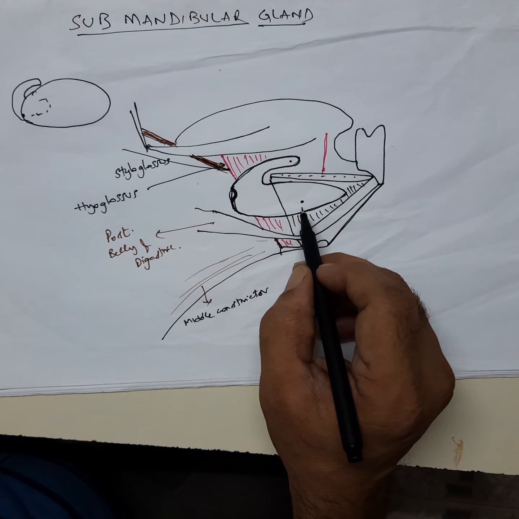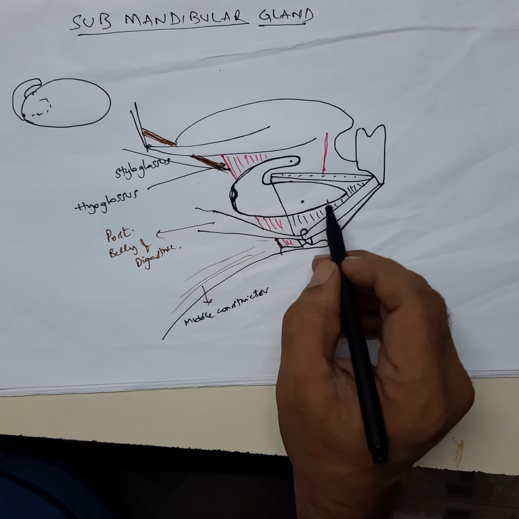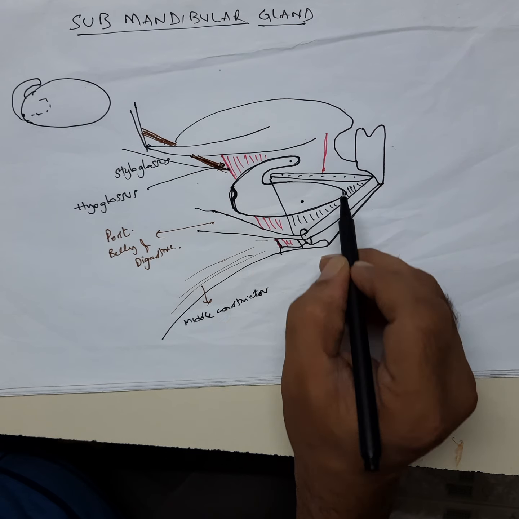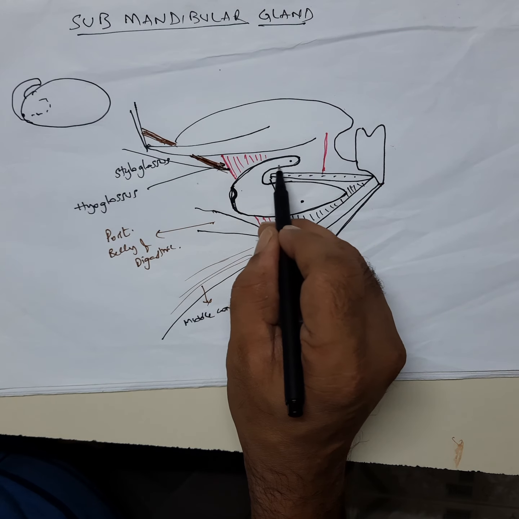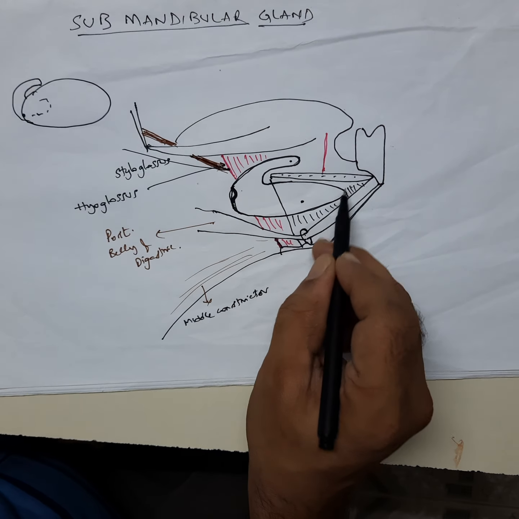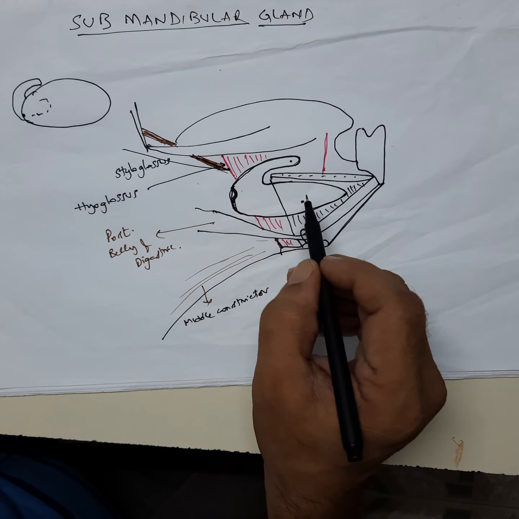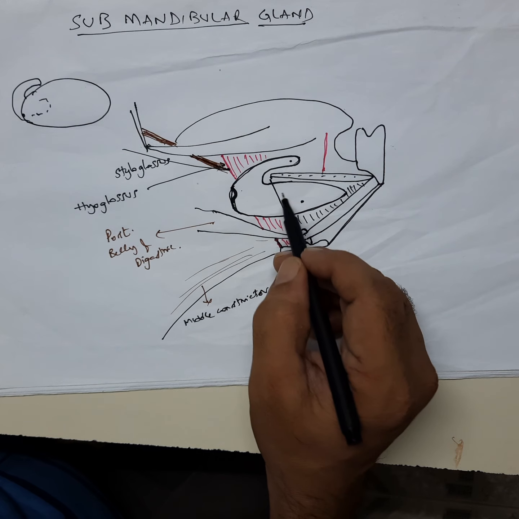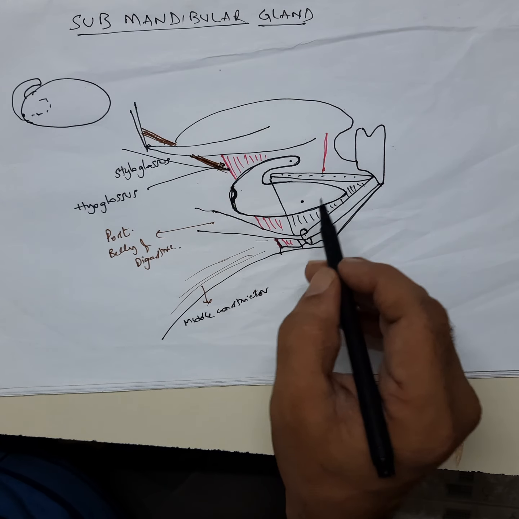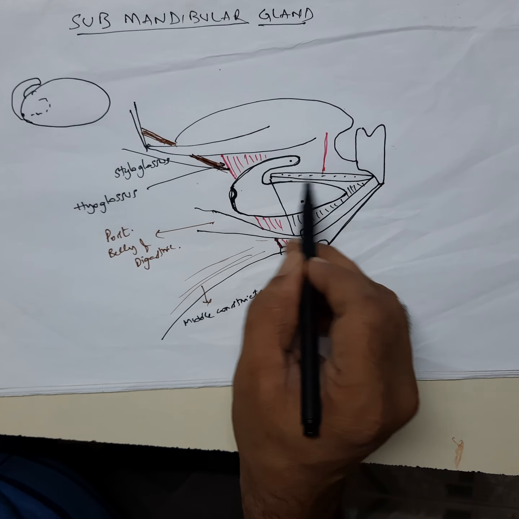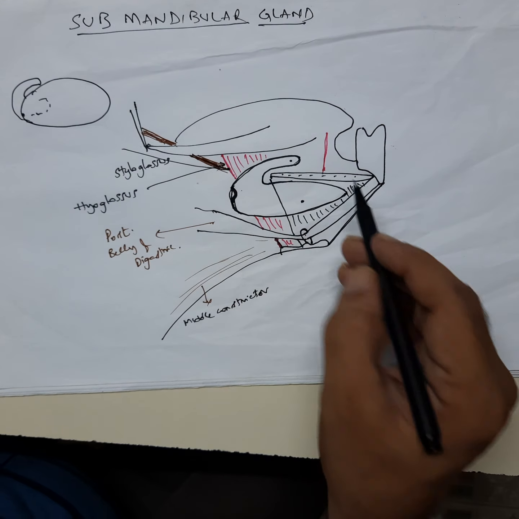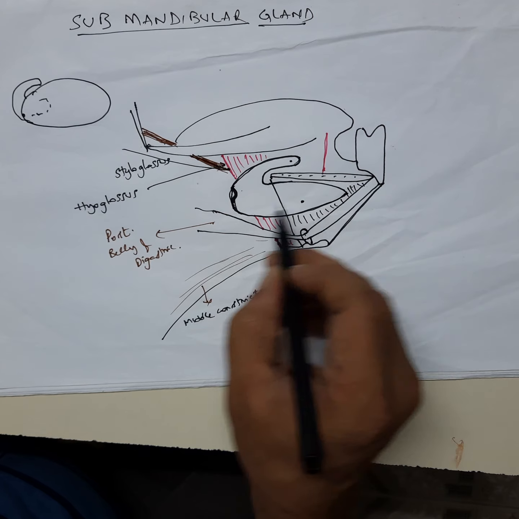Now, coming to the superficial part, it has two ends, one anterior end and one posterior end. At the posterior end, it is continuous with the deep part behind the mylohyoid muscle. You remember that. In the diagram, we cannot show the part behind, so we are showing it like this. So, it is behind the mylohyoid. The mylohyoid was cut here to show you the deep part.